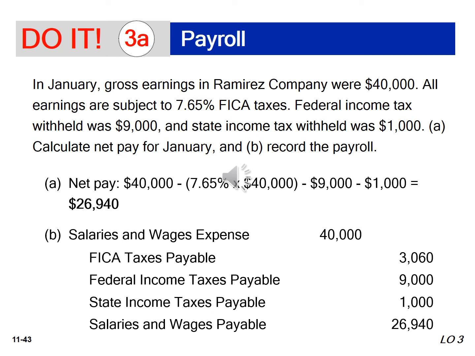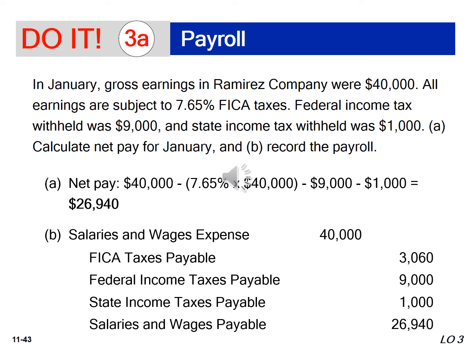Let's check out this do-it-yourself exercise together. It says in January, gross earnings in Ramirez Company were 40,000. All earnings are subject to 7.65% FICA taxes. Federal income tax withheld was $9,000 and state income tax withheld was $1,000. The first requirement is to calculate net pay for January, and the second requirement is to record the payroll.